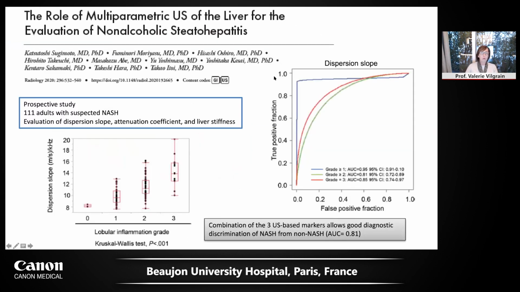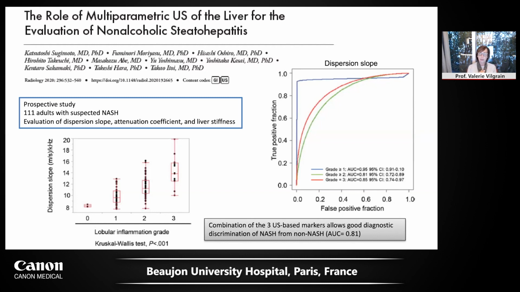Recently, they have also published a prospective study in more than 100 patients with suspected non-alcoholic steatohepatitis, and their results are extremely important. They evaluated the dispersion slope, the attenuation coefficient, and the liver stiffness. And you can see here on the graph below that there is a very good correlation between the dispersion slope and the lobular inflammation grade. The higher the slope, the higher the lobular inflammation grade.